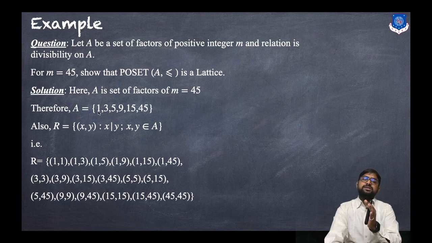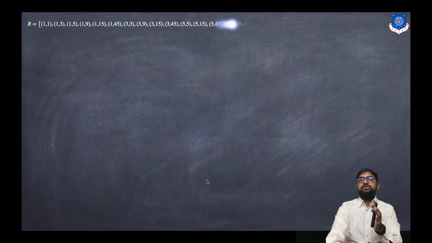Then 1 divides 3, 1 divides 5, up to 1 divides 45. Now 3 divides 9, 3 divides 15, 3 divides 45. Then 5 divides 15, 5 divides 45. Then 9 divides nothing else, and 15 divides 45. So this will be the relation. So the relation is done. Now we will construct a Hasse diagram. Fine. So R is given.